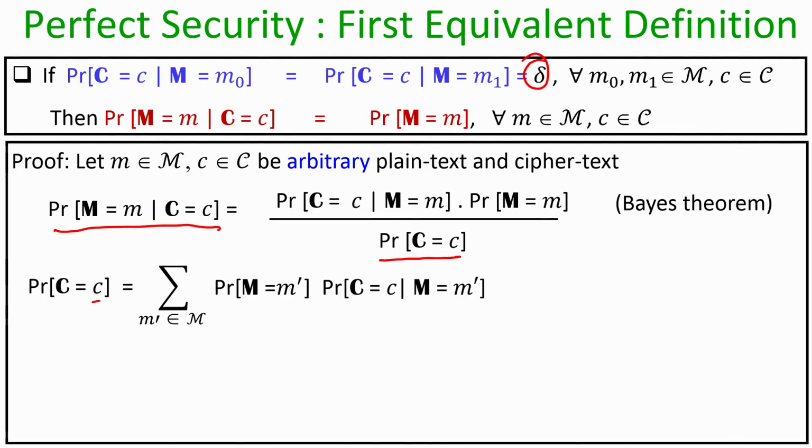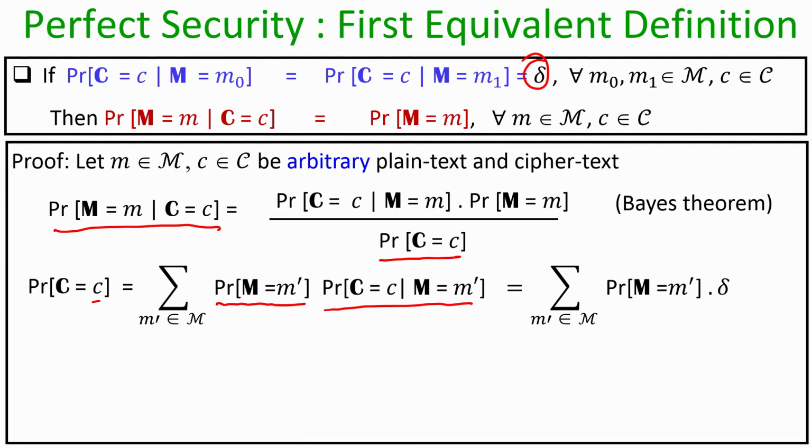Imagine you have the plain text space, you take each candidate plain text, that is precisely the first term in this summation, and once you have fixed that candidate plain text, you compute the probability that that candidate plain text will take you to the ciphertext little c. That is the second term. If you multiply these two probabilities and take the summation over all candidate plain text, that will give you the probability distribution of the ciphertext being little c.